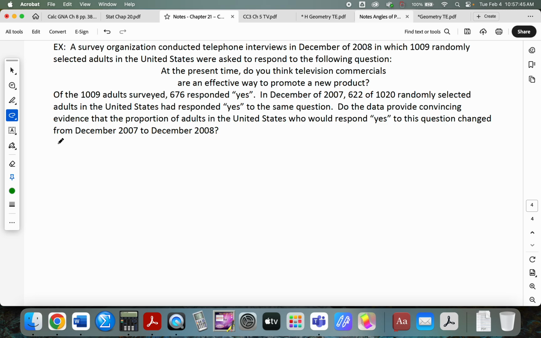All right. So it's reasonable to assume the two groups are independent.